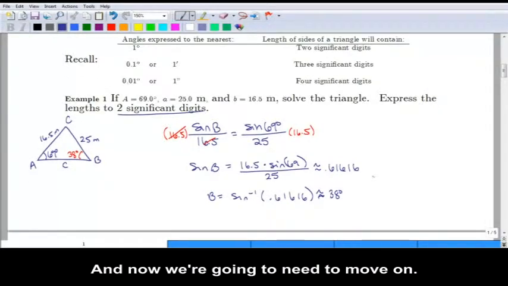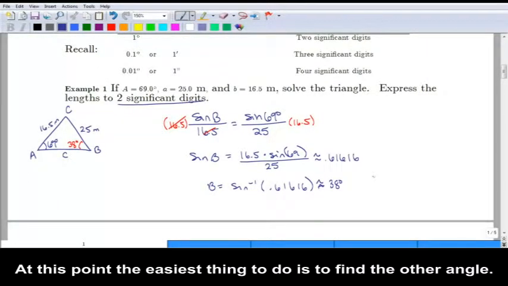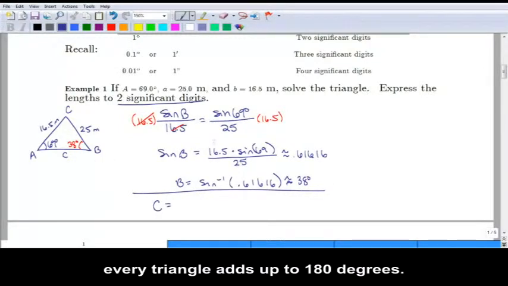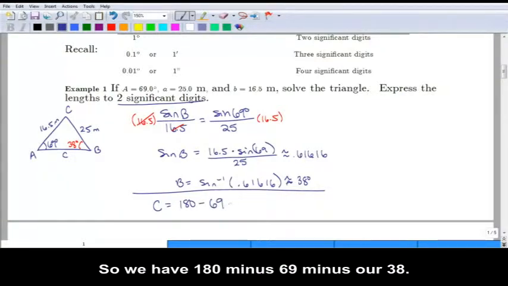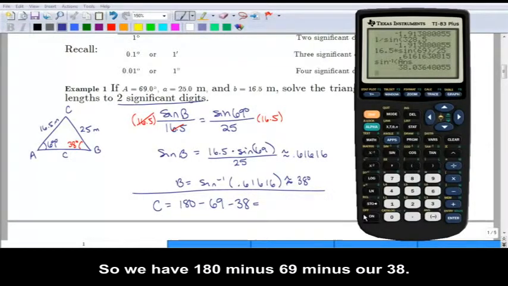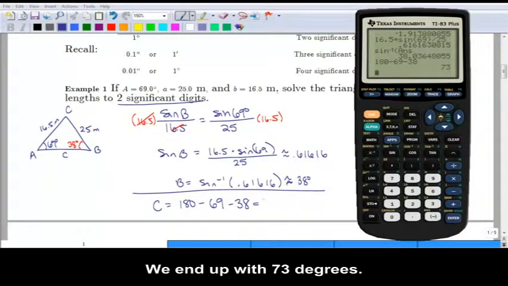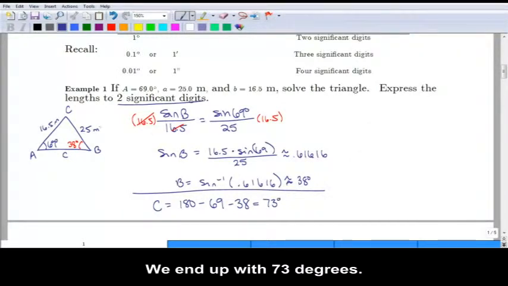And now we're going to need to move on. At this point, the easiest thing to do is to find the other angle. So now we are going to find angle C, which is just a matter, again, every triangle adds up to 180 degrees. So we have 180 minus 69 minus our 38. So 180 minus 69 minus the 38 that we just found, we end up with 73 degrees. So I will write that in up top here.